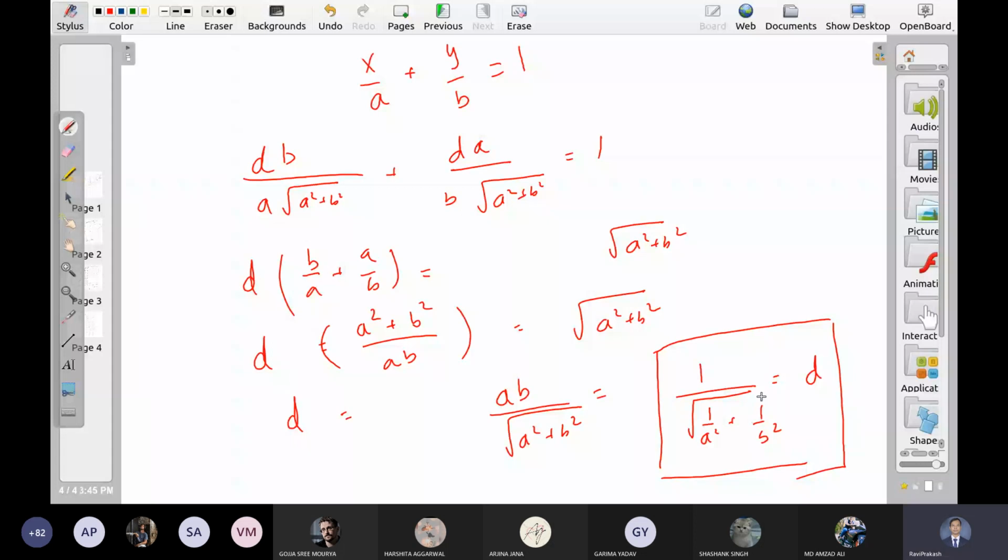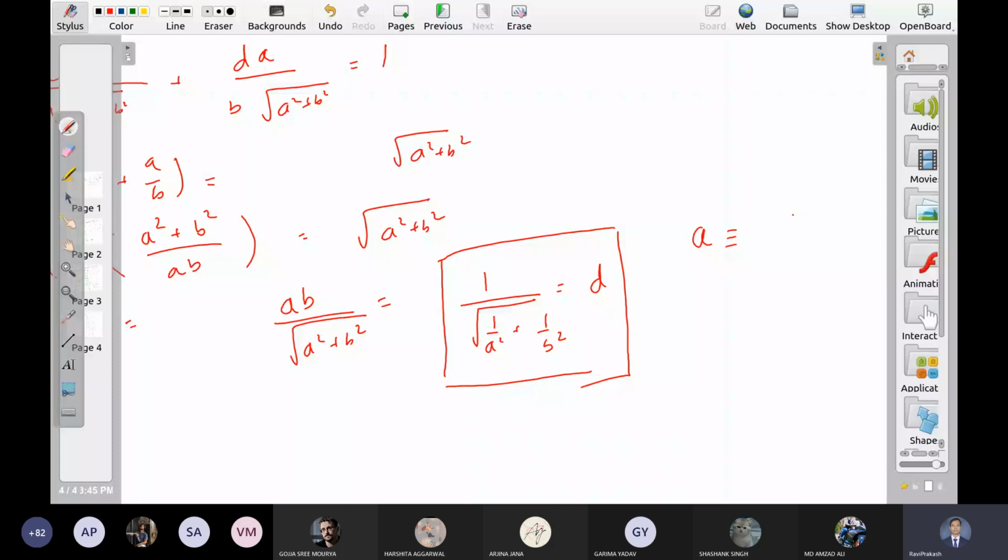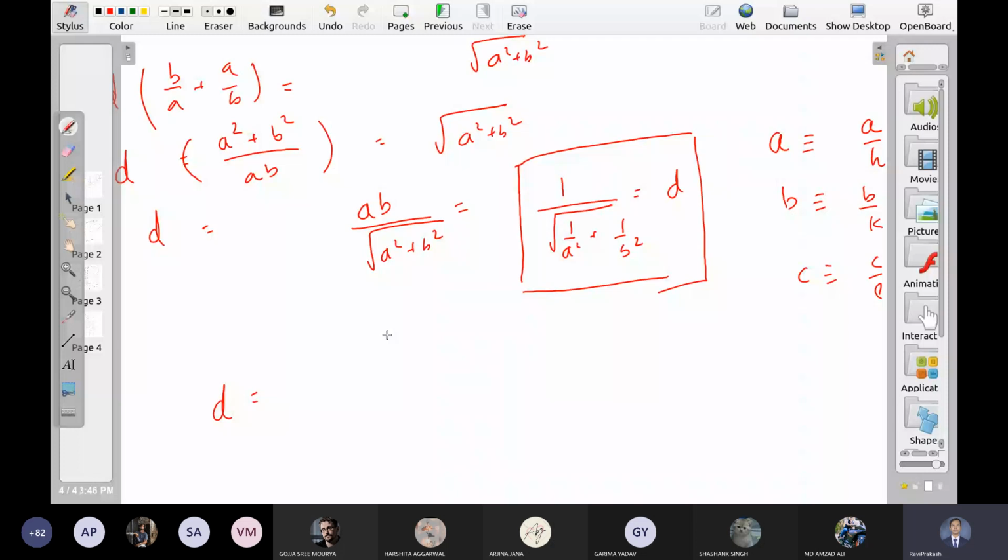In our case, what is A equivalent to? A is equivalent to A upon H. B is equivalent to B upon K. C is equivalent to C upon L. So what is the interplanar spacing? D is equal to 1 upon square root of (1 upon A means H square upon A square) plus K square upon B square plus L square upon C square.